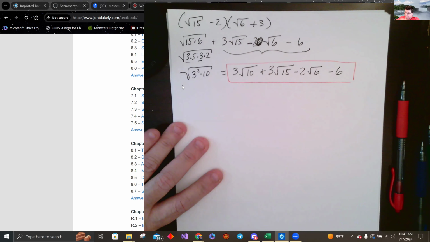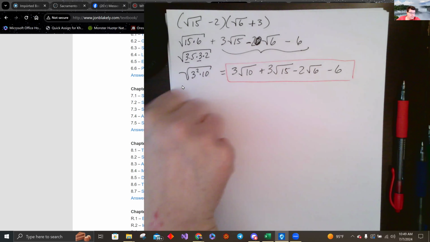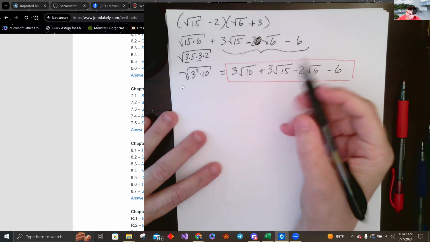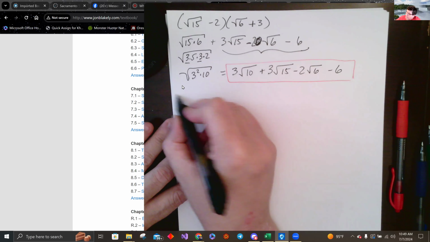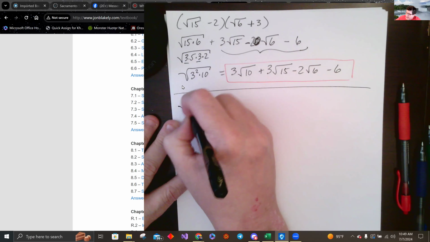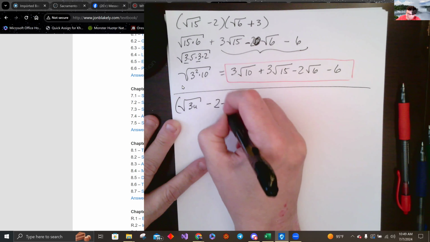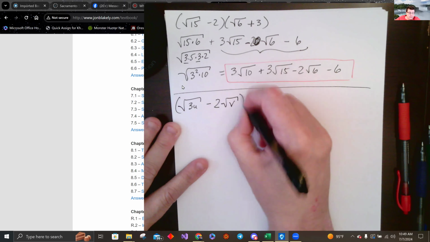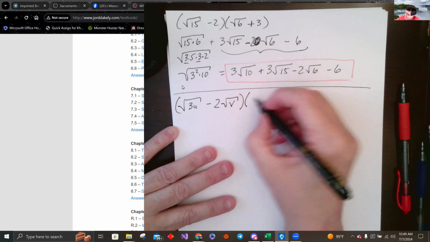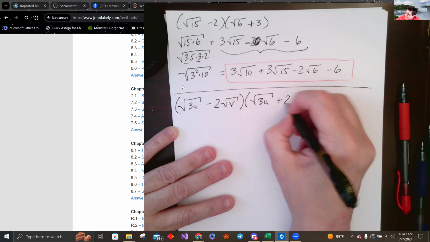Messy, right? Let's give this one a try. We're going to do square root of 3u minus 2 square root of v. And I'm going to multiply it by square root of 3u plus 2 square root of v.